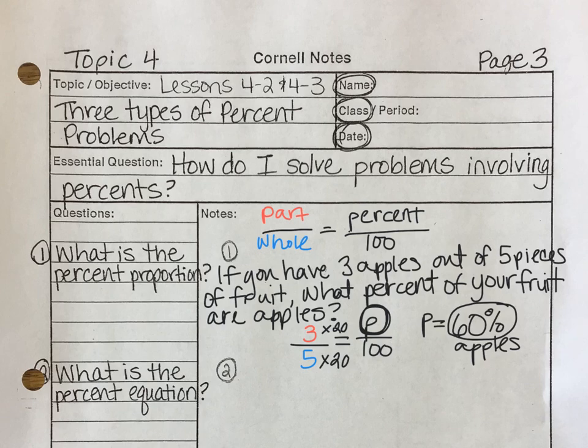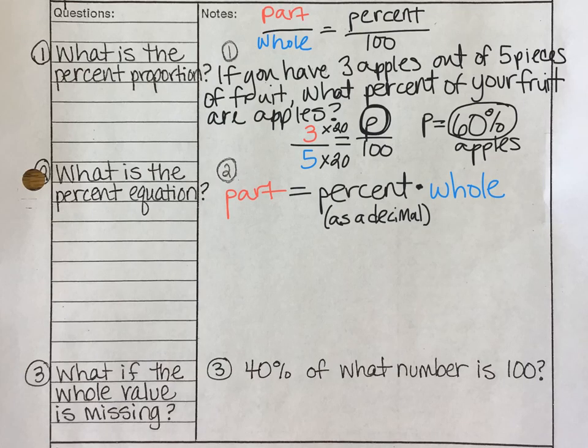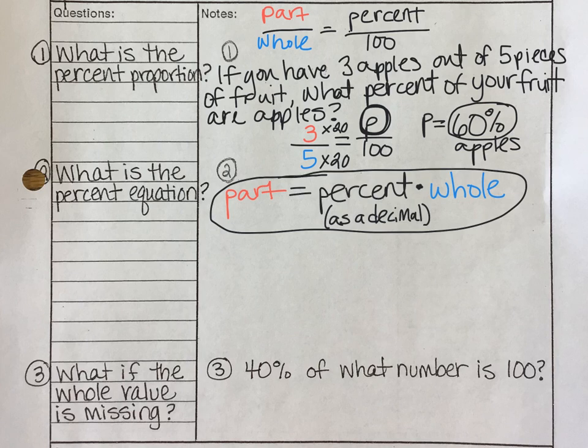Number 2, what is the percent equation? The percent equation states that the part is equal to the percent written in its decimal form times the whole. And this is an equation that we will come back to over and over and over again throughout the rest of this topic.